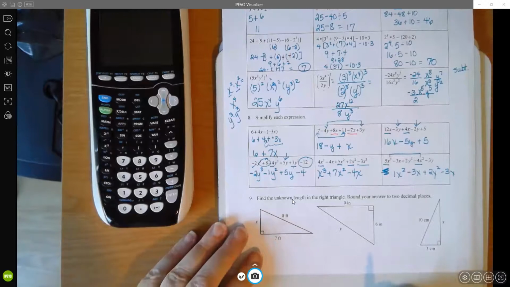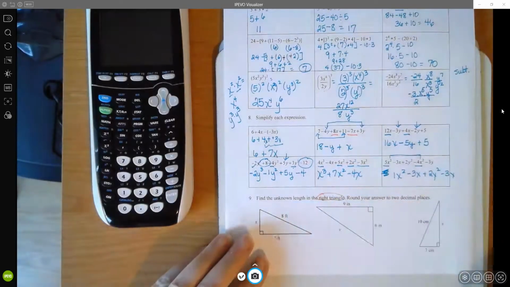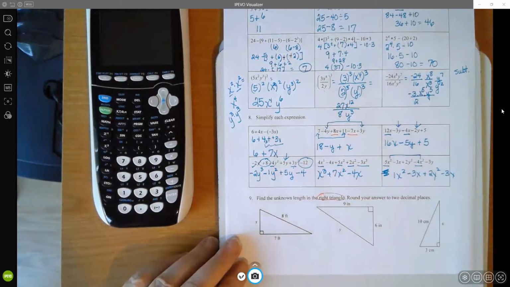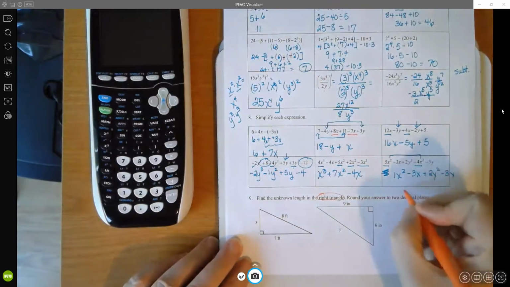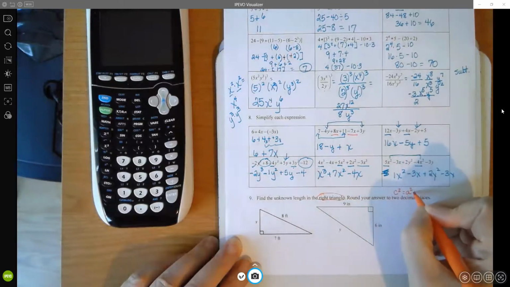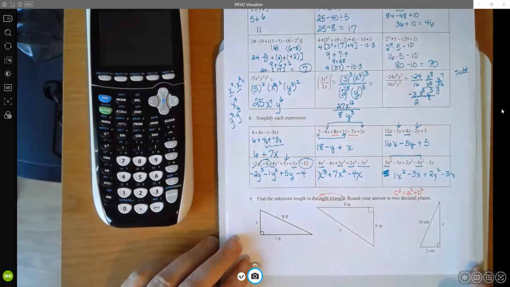Okay, let's start with number 9, and it says find the unknown length of the right triangle. The key word here is that these are right triangles, and we're going to round our answers to 2 decimal places. Always refer to your teacher or your directions to know how to round your answers. In doing the Pythagorean theorem, you want to remember that we're doing c squared equals a squared plus b squared, or a squared plus b squared equals c squared. And we want to make sure that we know and label our sides correctly.